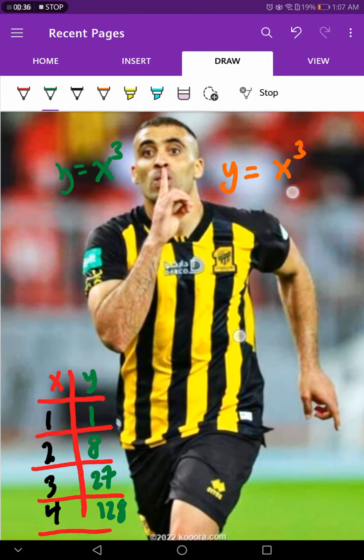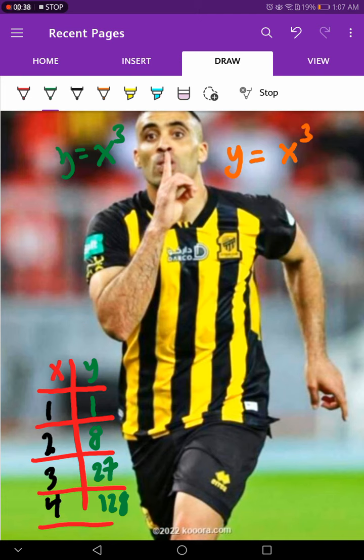Hamdallah, you know, this player is a good player in Al-Ittihad club, okay. And how do you know it is y equals x cube, or it's like a famous Hamdallah?